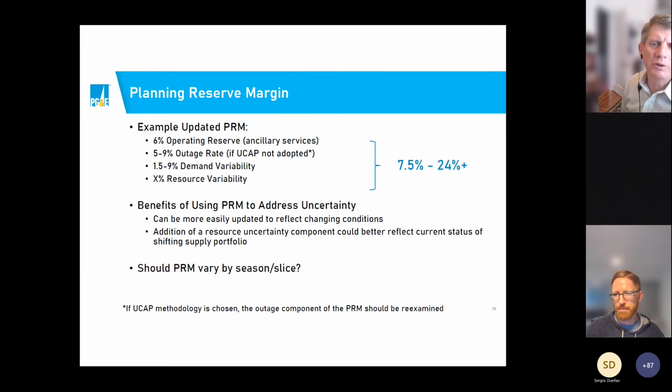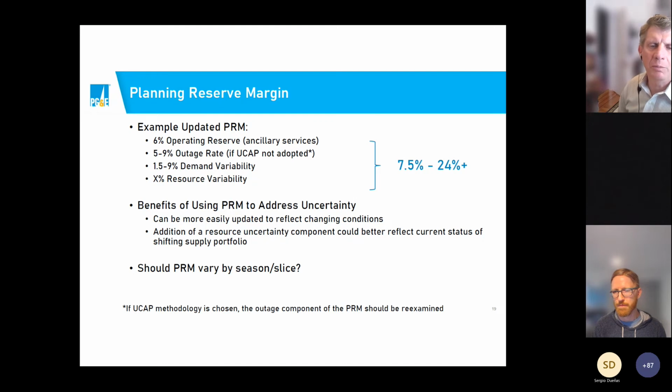But generally, again, resource variability. Currently, resource variability is not really adopted in the planning reserve margin, other than through what the outage rates are. But we have a lot more resources now for which there is variability in the output that's not covered anywhere else in the planning reserve margin. And so the question is, do we want to explicitly introduce something into the planning reserve margin that would look at that?